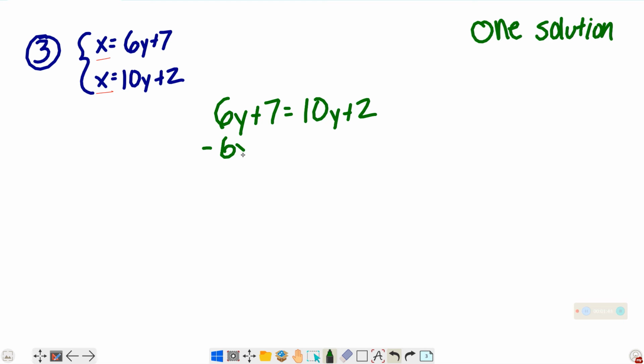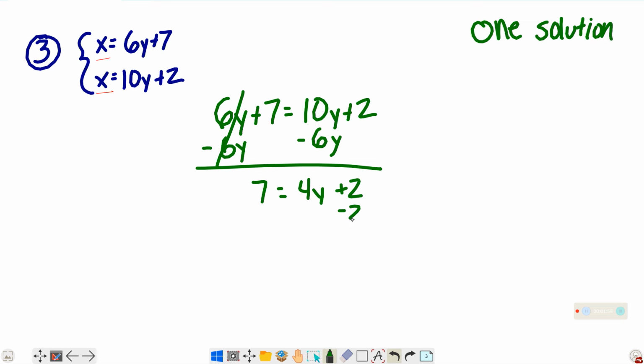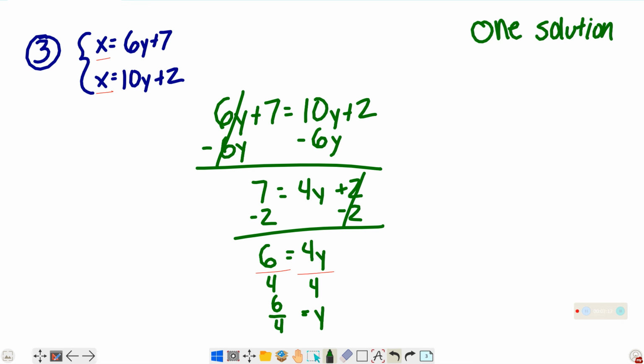I'm going to remove 6y. These add to 0. And 10 minus 6y is 4y. Then I'm going to remove the 2 from that side. And those add to 0, which means I have 4y equals 6. To solve for y, I divide both sides by 4. And y is equal to 6 over 4. But if you reduce that, it's 3 over 2.